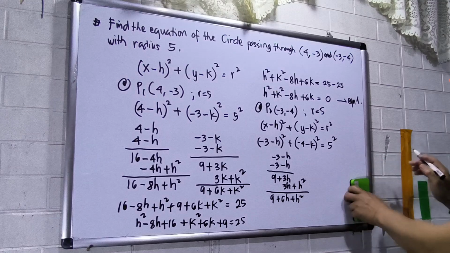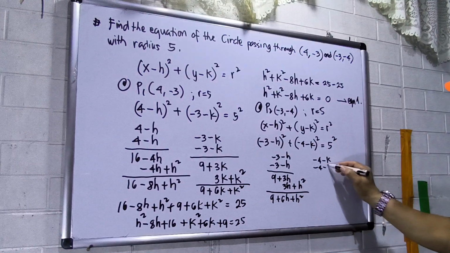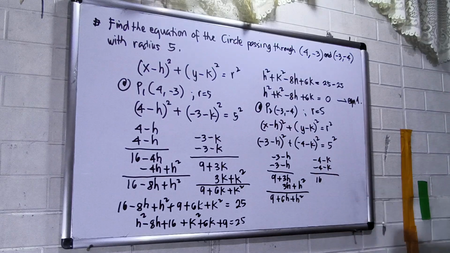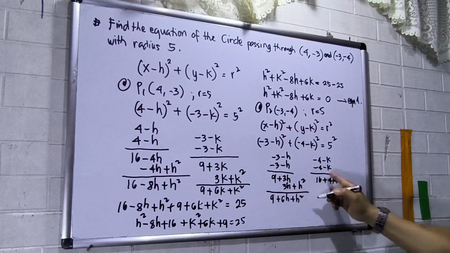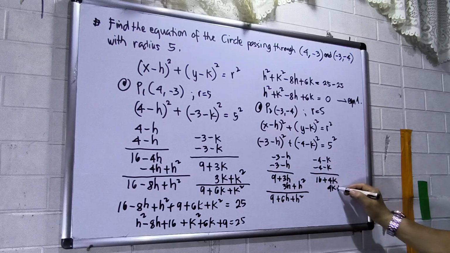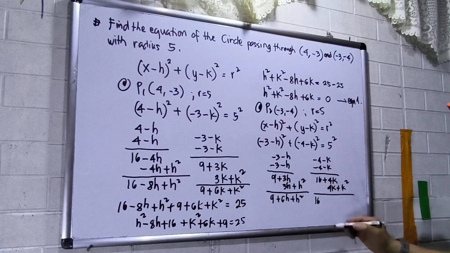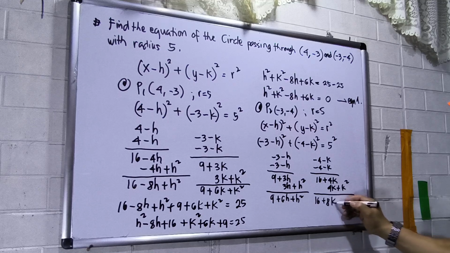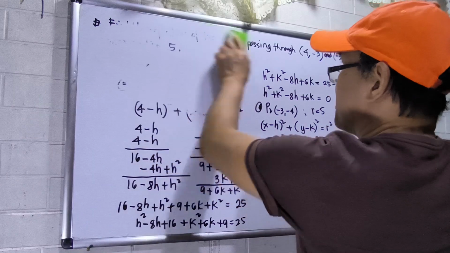Okay, so next will be (negative 4 minus k)(negative 4 minus k). So negative 4 times negative 4, that will be positive 16. Negative 4 times negative k, that will be positive 4k. Negative k times negative 4, that will be positive 4k. Negative k times negative k, that will be positive k squared. So bring down 16. The same sign, that will be sum up. The sign is positive. 4 plus 4, that is 8k plus k squared. Okay, allow me to erase this sign.